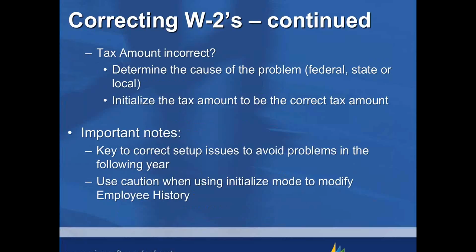Okay, if the tax amount is incorrect, you need to determine the cause. Is it due to the federal, state, or local? And then initialize the tax amount to the correct tax amount. A couple of notes. The key to correcting setup issues is to avoid problems in the following year, right? So you want to make sure that you get it all taken care of. Use caution when using initialize mode to modify employee history. It's not something that you'll be able to back off of once you do it and save it.